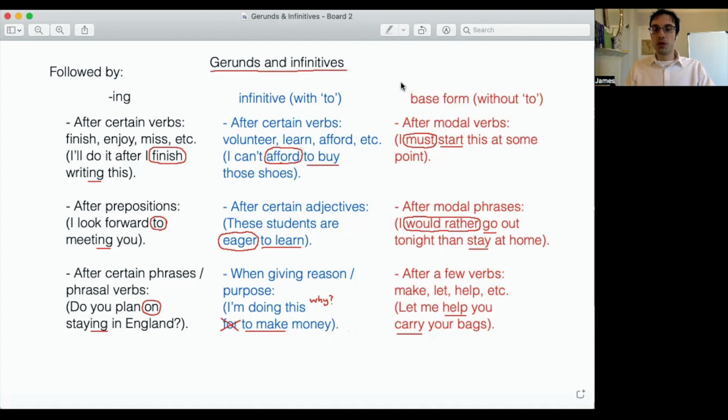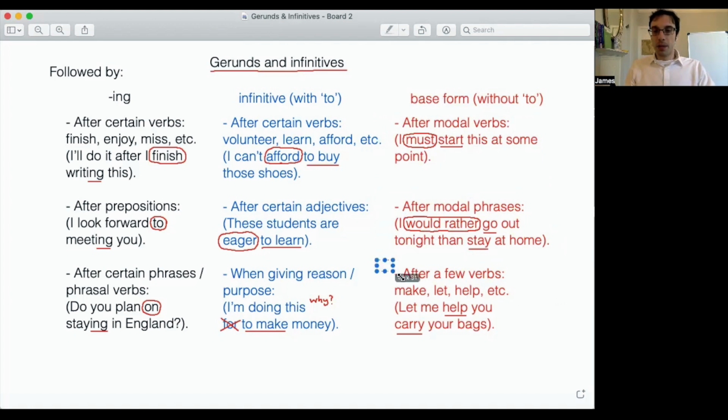Now let's move on to the base form. So after modal verbs are words like can, should, must, etc. And I've got an example here. I must start this at some point. Next, after modal phrases, not all of them, but this one especially, would rather. I would rather go out tonight than stay at home. That has a similar meaning to prefer. And you can see that both clauses use the base form.